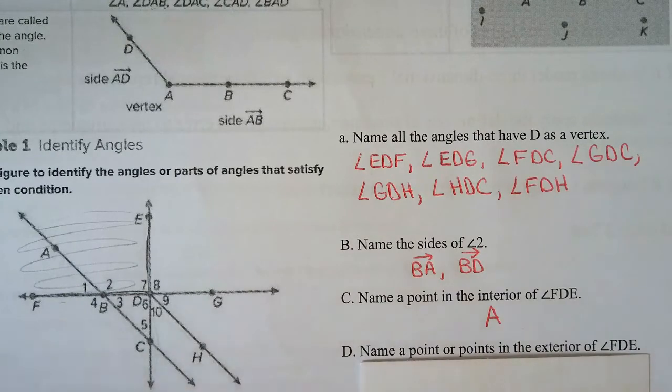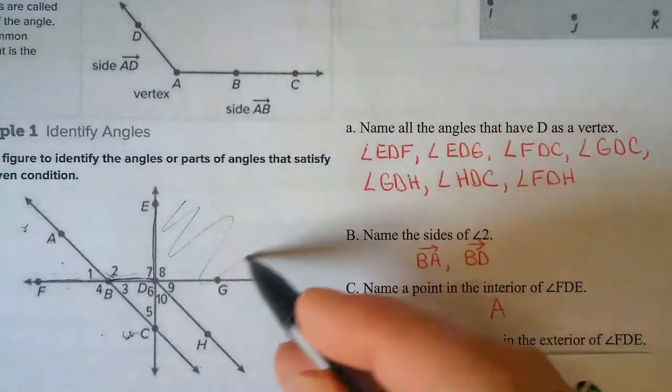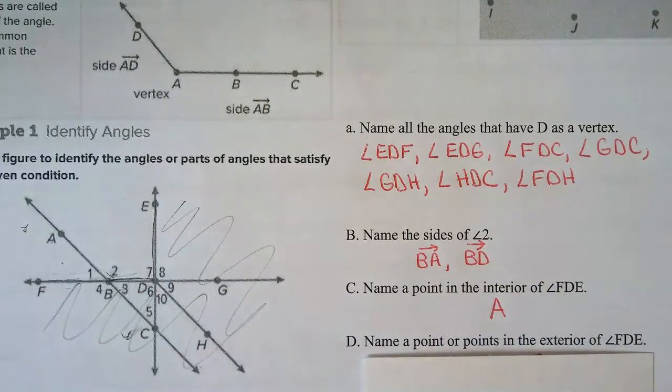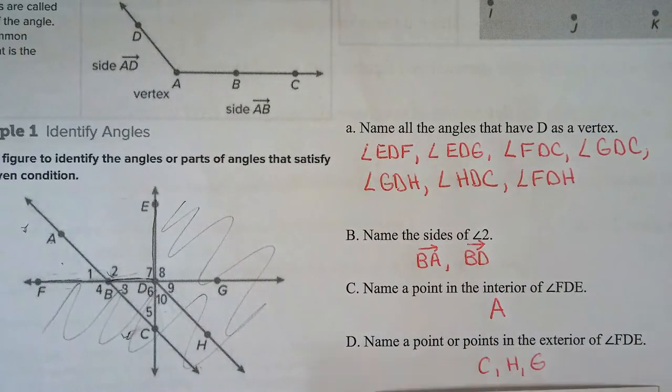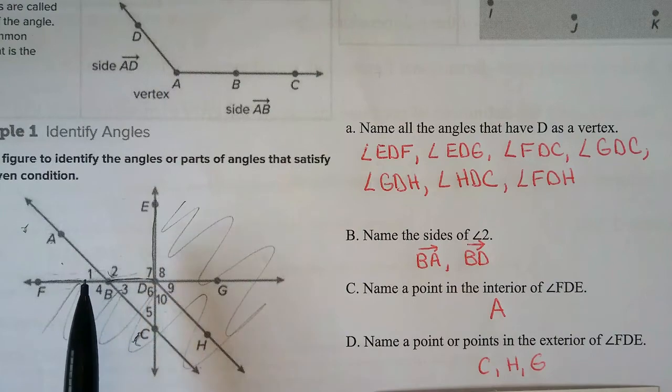Letter D, name a point or points in the exterior of FDE. So we just got done doing the inside. So now I'm going to change to the outside of that same angle. So the outside would be anybody on the out of that. So in this case, you could have picked C, H, or G. You just can't pick any of these points along that angle because they lay on top of there.